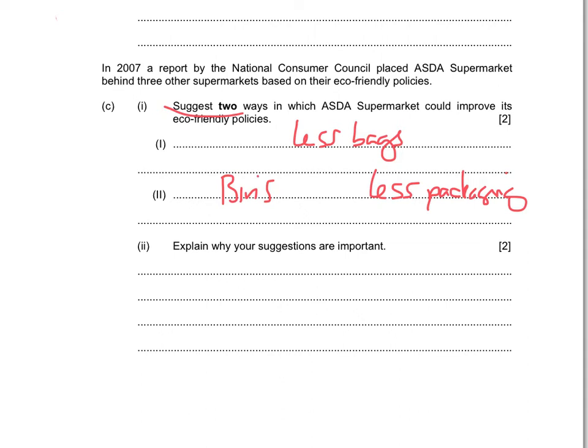So what you'd say is, less packaging is important because if there's less packaging, then there's going to be less waste. This means it'll be good for the environment. Secondly, if there are bins, that means less rubbish is going to be put on the ground. This is good because if there's less rubbish on the ground, it'll be good for the environment. I don't even know what else to say there.